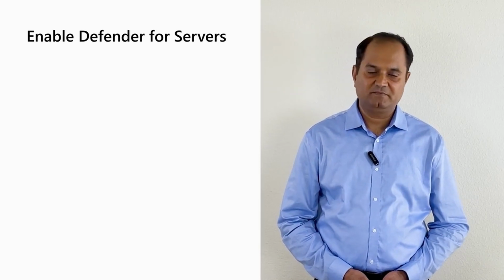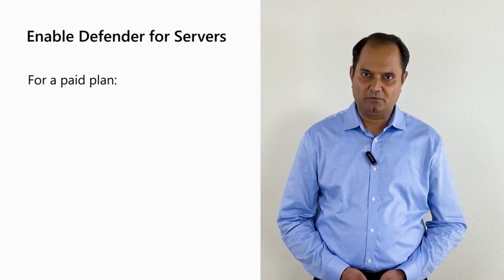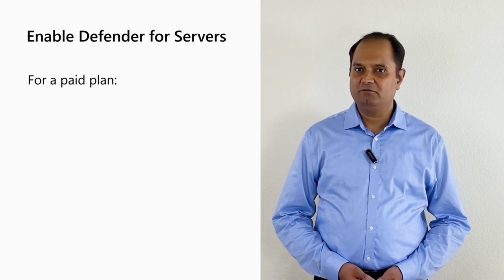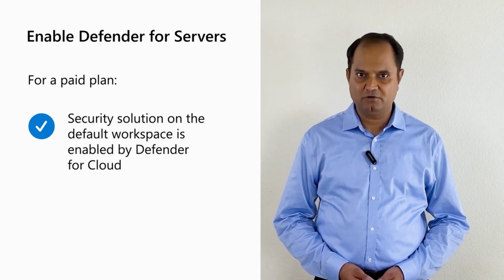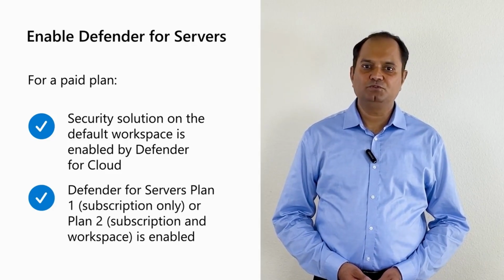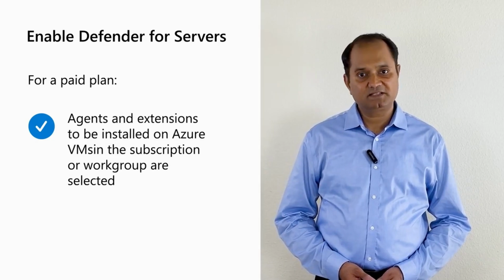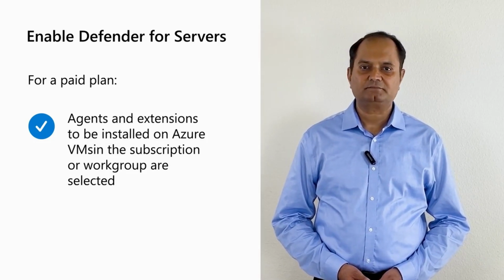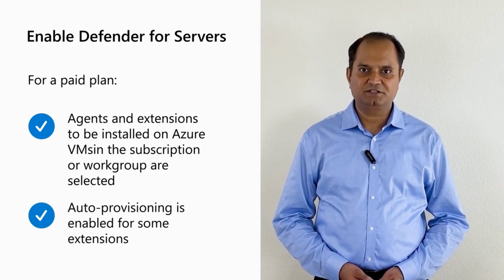The second stage is enabling Defender for Servers. So here's how it works when you upgrade to a paid plan with Defender for Cloud. Once you've selected either Plan 1 or Plan 2, the security solution will be automatically enabled on the default workspace. Now, after you have enabled the plan, you will need to choose how you want to install agents and extensions on your Azure VMs within the subscription or workgroup. By default, auto-provisioning is enabled for certain extensions, making the process smoother.